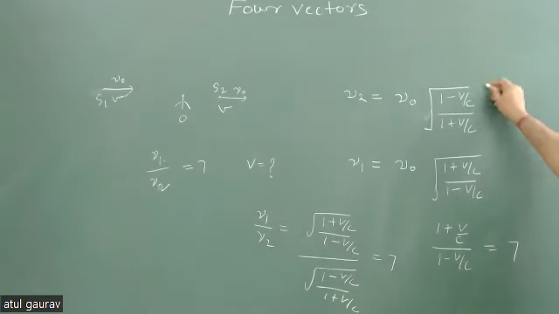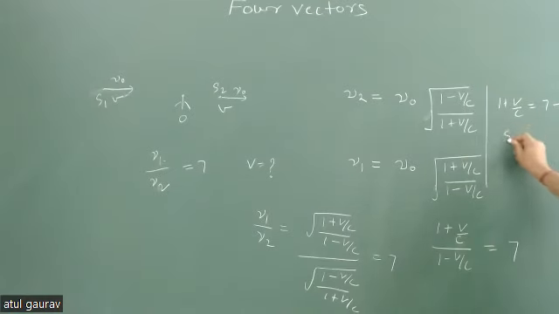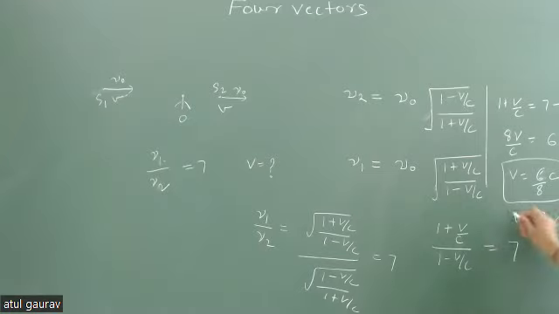You can solve this particular thing. 1 plus v upon c is equal to 7 minus 7 v upon c. You can add 7 v upon c, take it here, and that gives 6 over 8. So v is equal to 6 by 8 into c, and that value is 3 by 4 c.